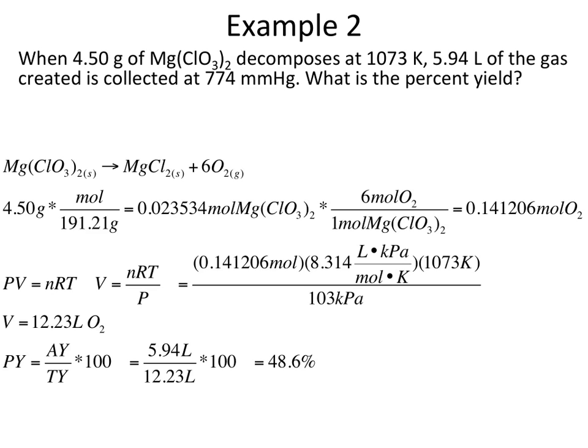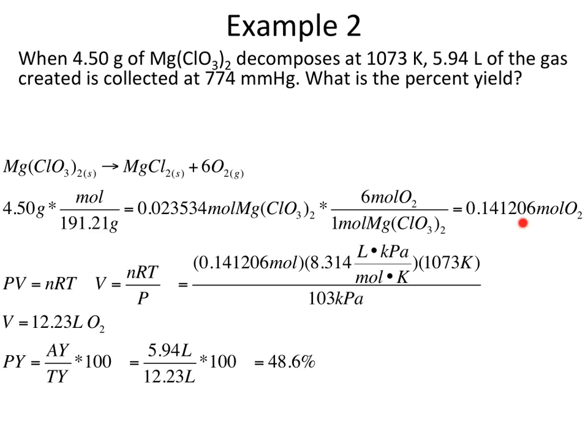So once again, we start off with a balanced equation that we saw before. The first thing we want to do is take our grams of our limiting reagent, in this case our only reagent, magnesium chloride, and divide by the molar mass to get moles of magnesium chloride. Now again, we want a relationship between this reactant and the gas that's created, in this case oxygen. So we multiply by the mole ratio from our balanced equation, and we get moles of O2. Again, we're looking for volume because in this case, we've created 5.94 liters, so we need to figure out what was the maximum amount that could have been created.